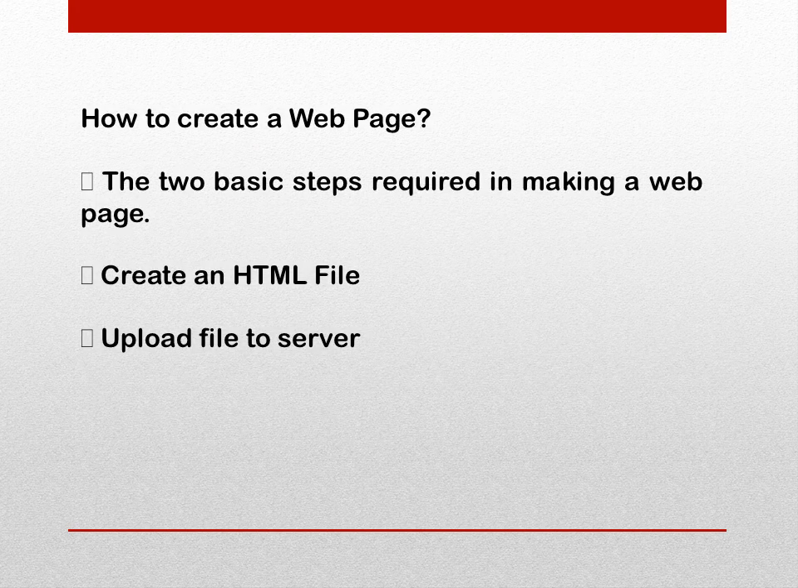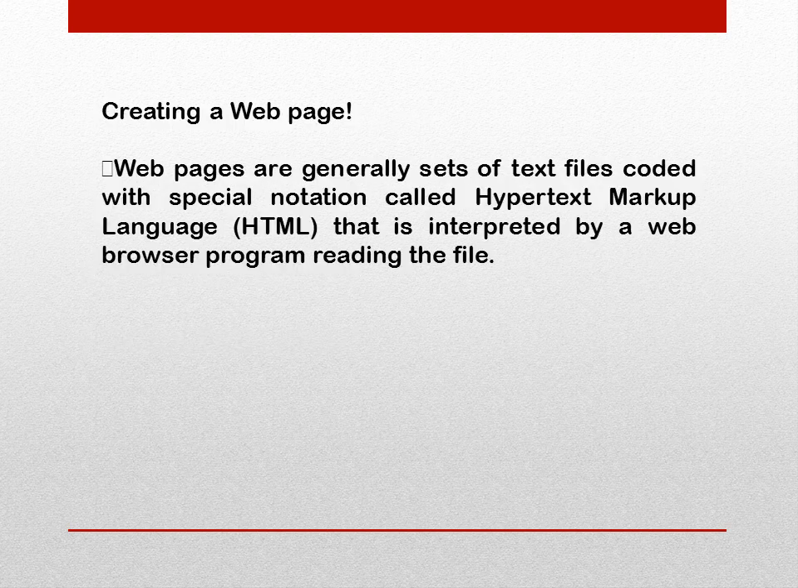So how do you create a web page? As I was telling you, two basic steps are required to create a web page. First, create an HTML file, and second, upload the file to the server. Depending on the commands, if you want to put certain figures, video or image, you can upload the file to the server. Web pages are generally sets of text files coded with a special notation called hypertext markup language, HTML, which is interpreted by a web browser program reading it.